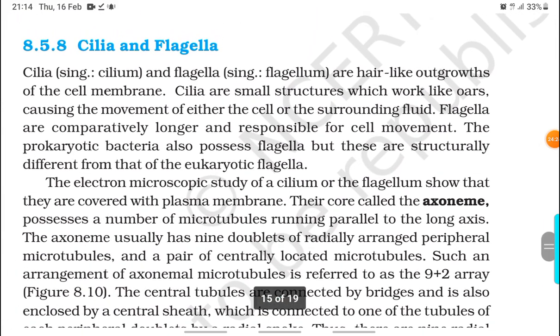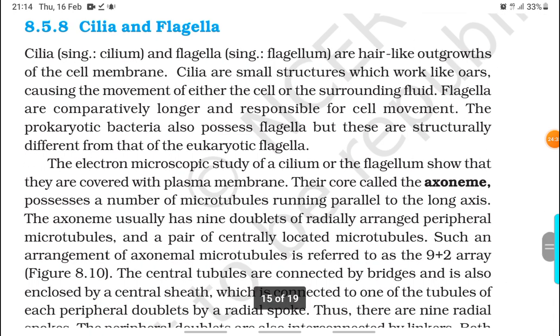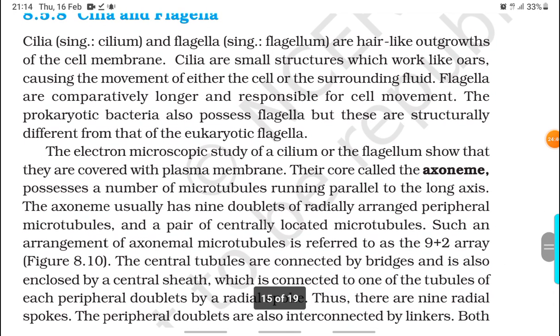Cilia and flagella. Cilia, singular cilium, and flagella, singular flagellum, are hair-like outgrowths of the cell membrane. Cilia are small structures which work like oars, causing the movement of either the cell or the surrounding fluid. Flagella are comparatively longer and responsible for the cell movement. The prokaryotic bacteria also possess flagella, but these are structurally different from those of the eukaryotic flagella.